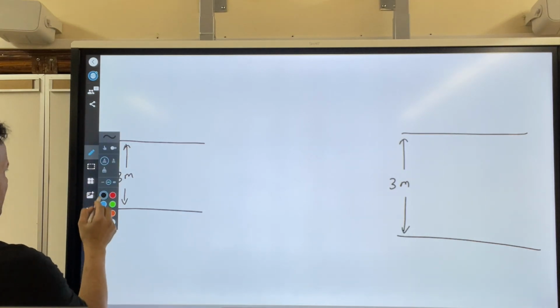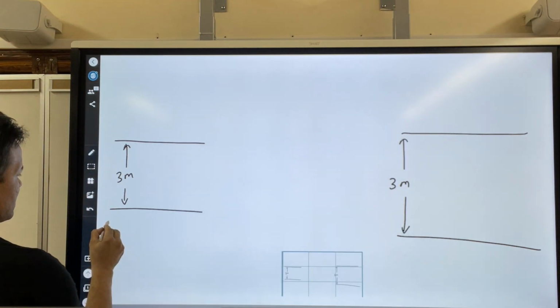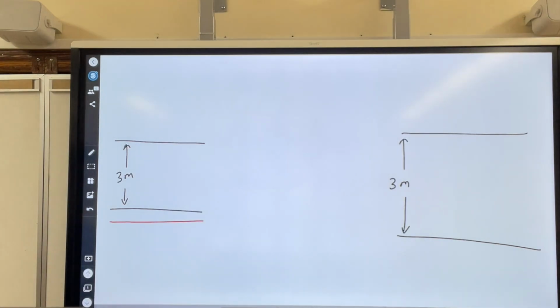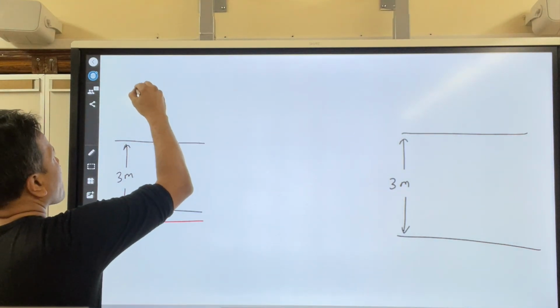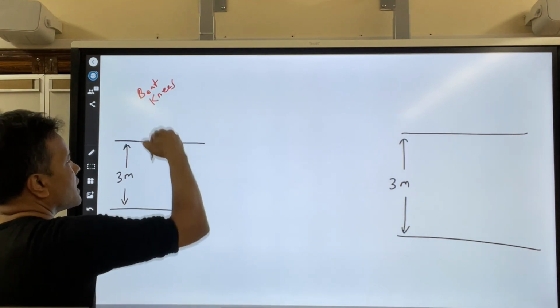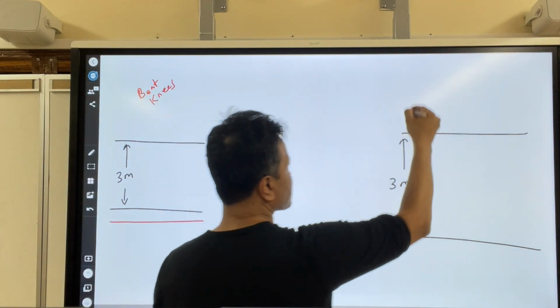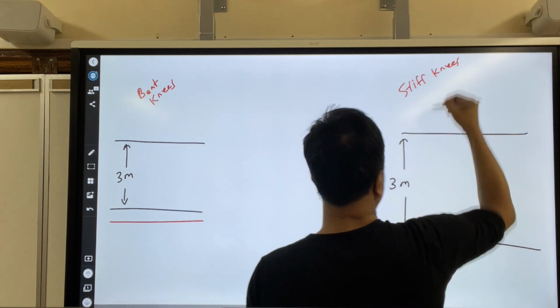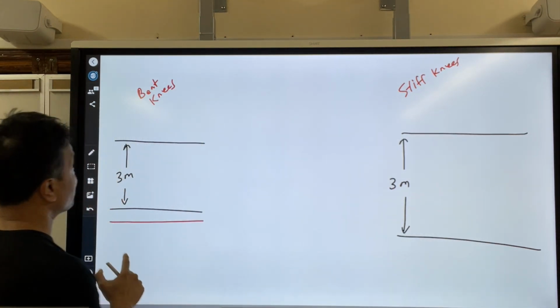This is gonna be the Bentley, and this is gonna be Strictly. So this one has to be Bentley.